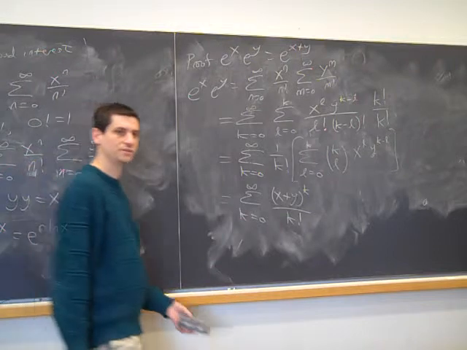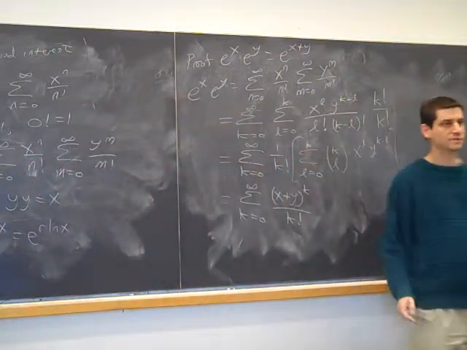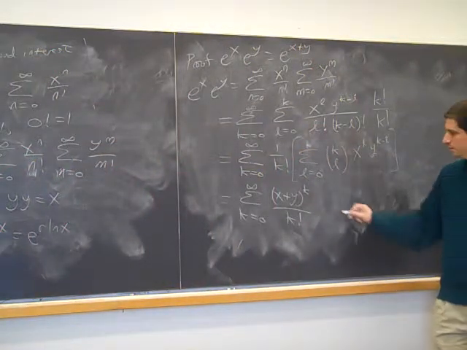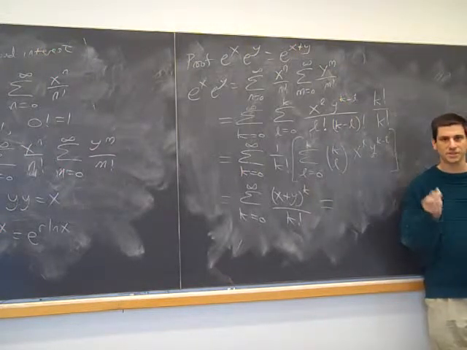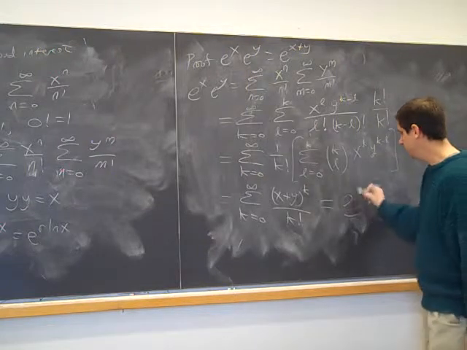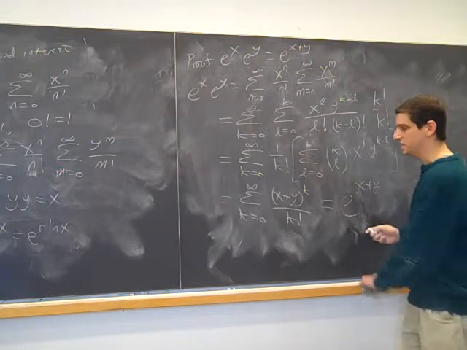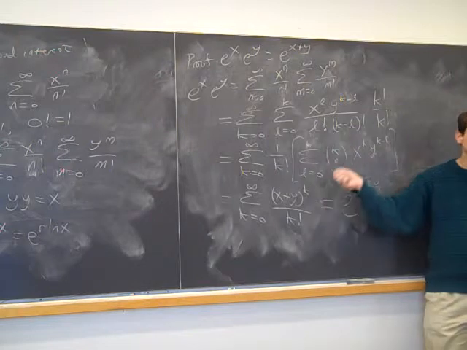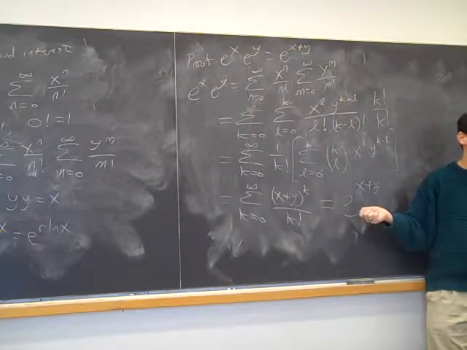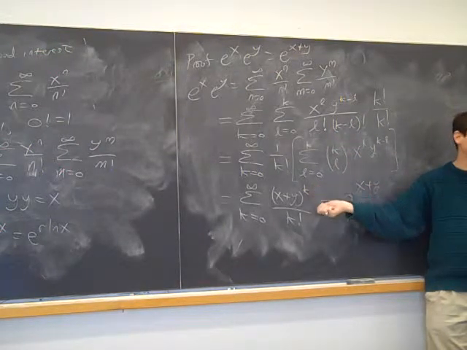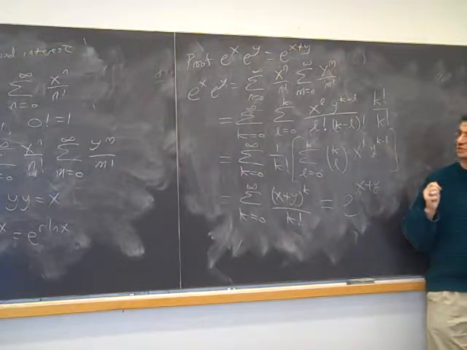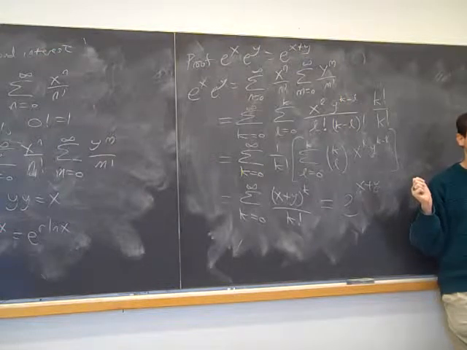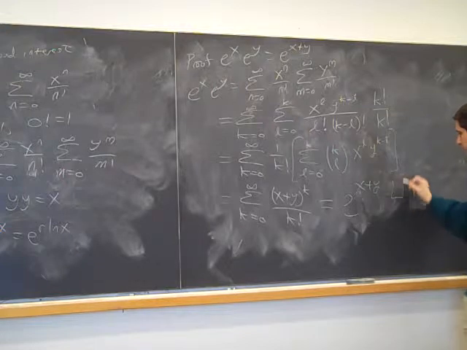This is just equal to what? Yes. e to the x plus y? Excellent. e to the x plus y. My rule is e of input is the sum of input to the n over n factorial. Does it matter if I use the letter n or k? No. And here is a proof that e to the x plus y is e to the x times e to the y. Extremely important fact.